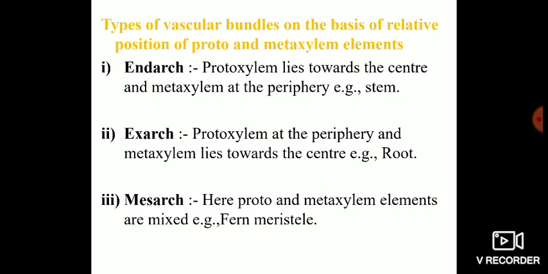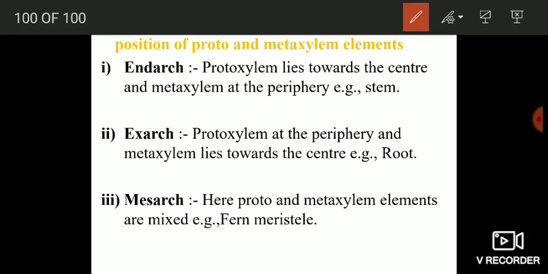Now the types of vascular bundles on the basis of relative position of proto and metaxylem elements. There are three types. Protoxylem elements are those elements which are formed first, and metaxylem elements are those elements which are formed later on. The first type is endarch. In this type, protoxylem lies towards the center and metaxylem at the periphery. Okay, you have to remember this.